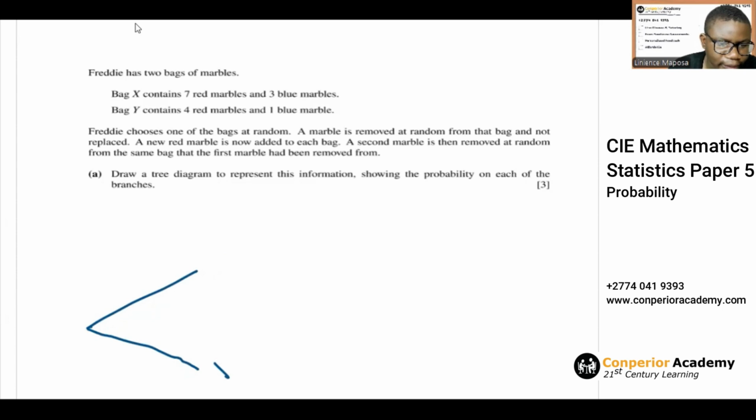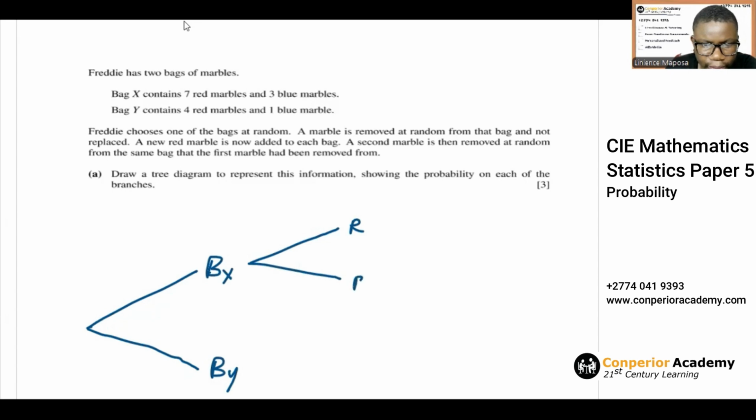You could say, I'll write it like this, bag X and bag Y. Right? If you choose bag Y, then there are 2 things that could happen. For the first pick, you could pick a red marble or you could pick a blue marble. Right? You see, it says Freddy chooses one of the bags at random. That is the first branch, the first 2 branches. The marble is removed at random from that bag and not replaced. A new red marble is now added and the second marble is picked.